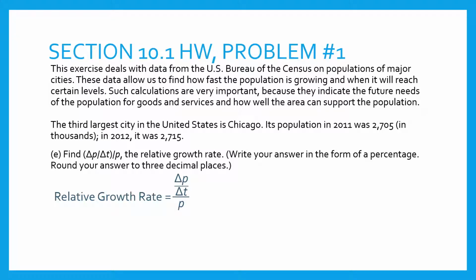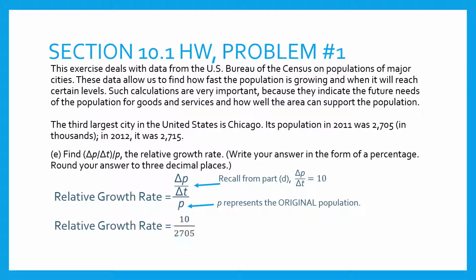All right, so relative growth rate is delta P over delta T divided by P, where P is the original population. From part D, we already know that delta P over delta T is 10. So that's our entire numerator. That whole big fraction becomes 10. And remember, P represents the original population, or the starting population. So that's going to be 2705. All right, so the relative growth rate is going to be 10 divided by 2705.